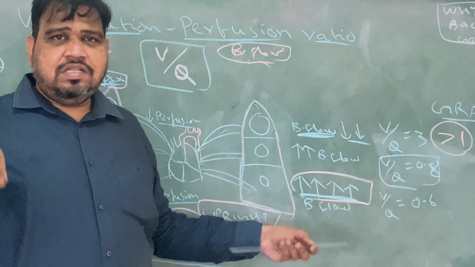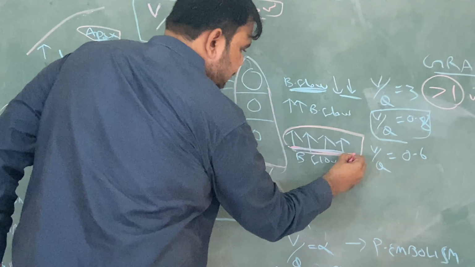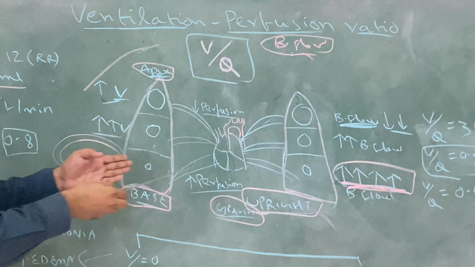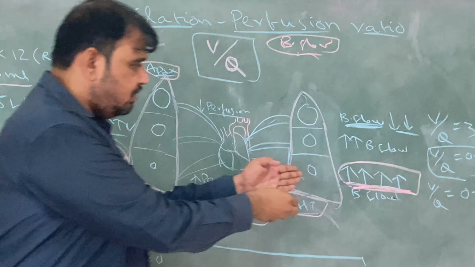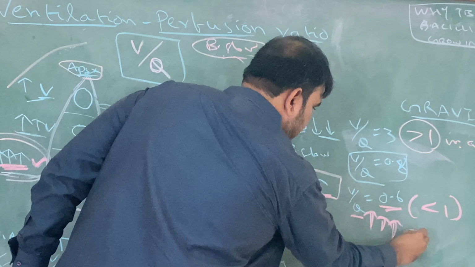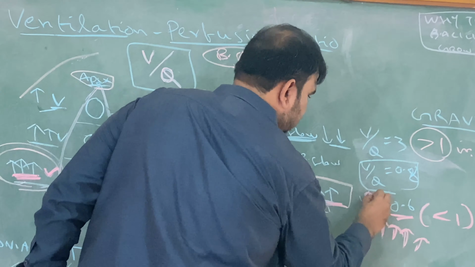Again it is this, but now we see the difference. Base of the lung: 3 times increase in ventilation, whereas 4 times increase in blood flow. I want you to remember this: 3 times ventilation, 4 times blood flow. The reason is blood flow is very much more compared to ventilation. So what will happen to the V/Q ratio? It will be less than 1 because Q is increased more times, ventilation is not increased that much compared to perfusion.